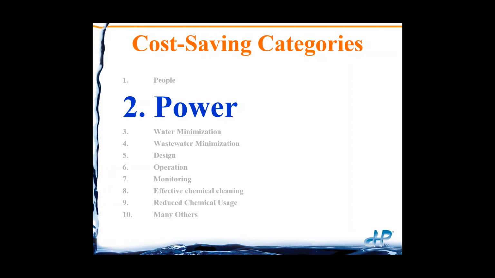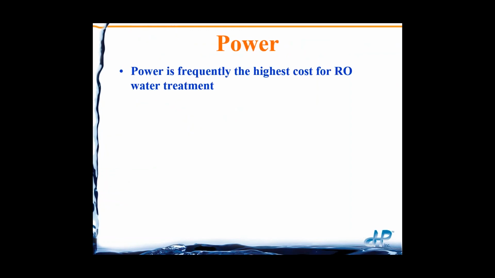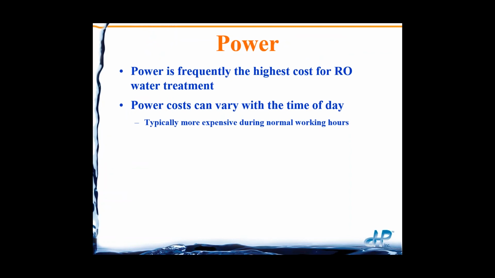Power is another big one. Power is frequently the highest cost for our water treatment. And at some places, power costs can vary from hour to hour, season to season. In many areas you have higher costs during normal working hours, like Monday through Friday, 8 to 5, and then there may be a cheaper power rate in the evenings and an even cheaper one in the middle of the night. So those are opportunities.